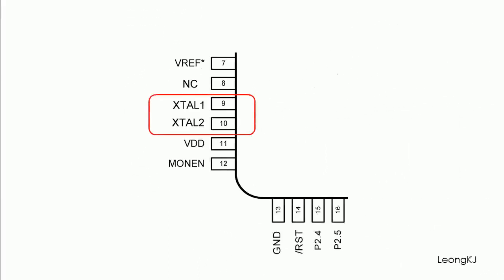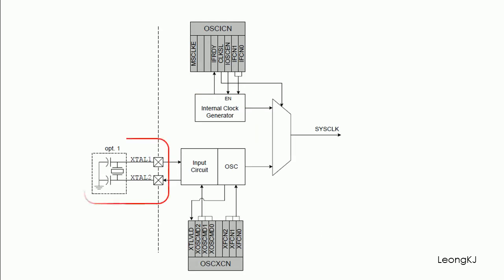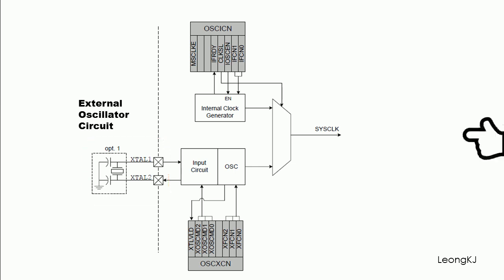These are the pins to connect to the external oscillator circuit. This is the external oscillator circuit. The system clock is required to drive the operation of the microcontroller. The system clock can either be derived from the external oscillator or from the internal oscillator.